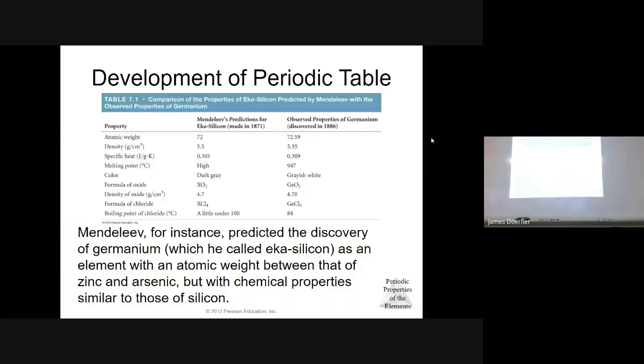So we're going to watch a little video about the history of Mendeleev, because it's always good to know where we came from and the work ethic that individuals have or had well before what we have today.